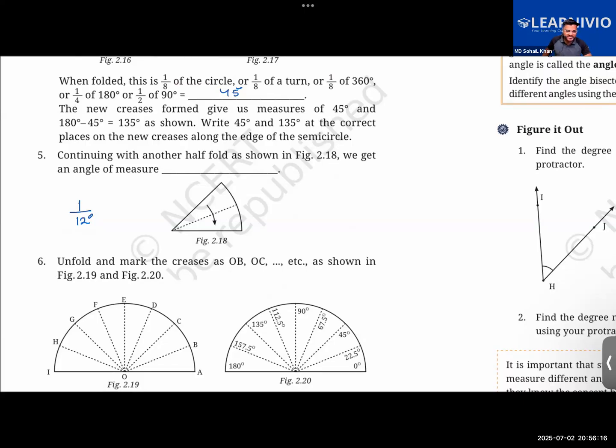See, next time you are going to fold it, right? So it will be what turn? We started from the beginning, right? In the beginning, we had the half fold, half turn, then we made the 1/4 turn, then we made the 1/8 turn. Getting it, guys? Next time, how much of a turn it's going to be?